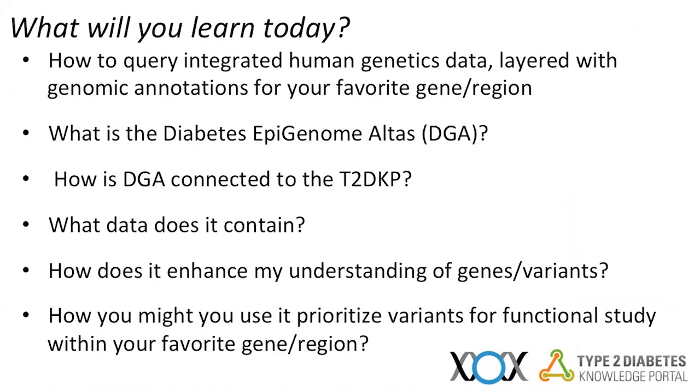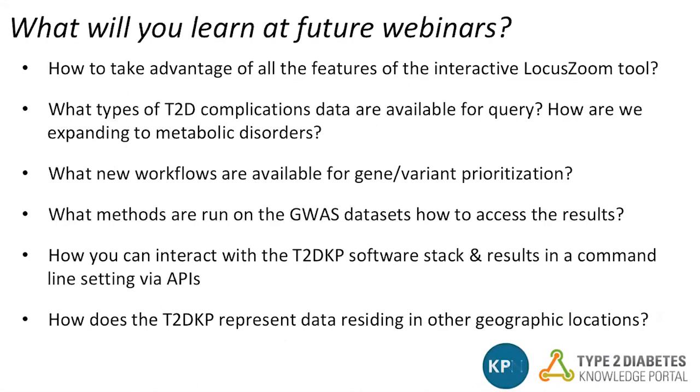What data does it contain? What types of things can you query? And you should be able to ask questions like, does it enhance my understanding of genes and areas? How does it help me? And then finally, how might you use it to prioritize functional study of your favorite gene or region? That's where we're headed with the resource over time. If anyone has any questions as we go, you can put them in the chat line, or we'll save them to the end as well.